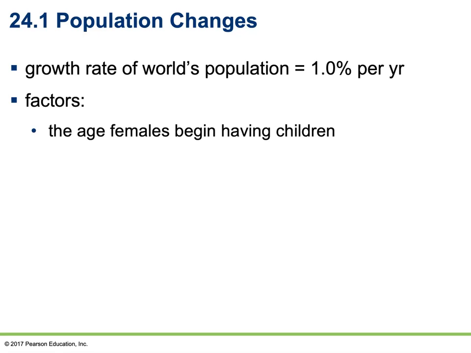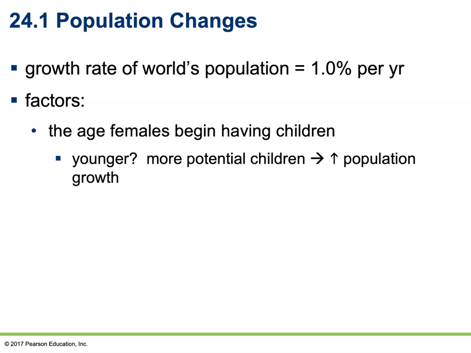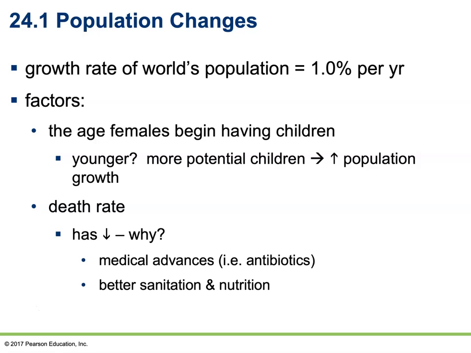As we mentioned, some factors that contribute to that growth rate are the age females begin having children. The younger the females are, the more potential children, the greater the population growth. Death rate in the most recent years has gone down. So death rate is decreasing every year for humans. Why is that? There are a lot of reasons that death rate has gone down.